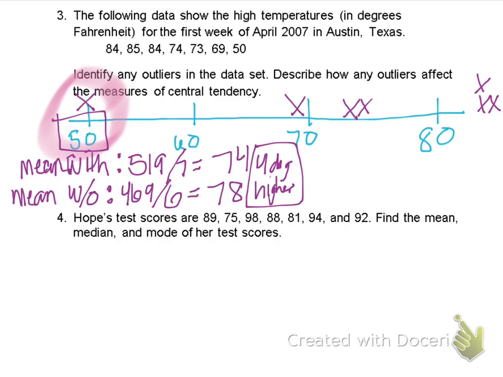Okay, and then the mode is the most, and the only number repeated here is an 84. So that doesn't change at all, it stays the same. So I'm not even going to list it. So I'm going to next look at the median. So I'm going to have a median with and a median without.